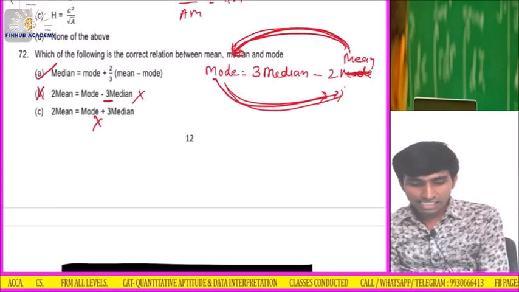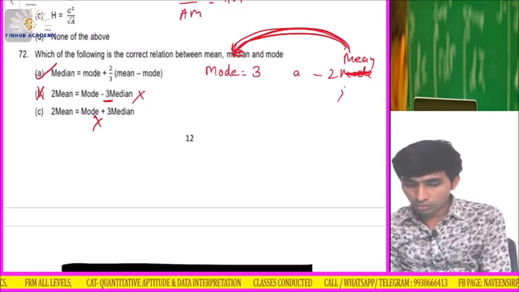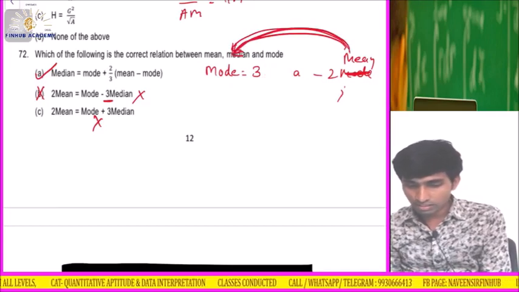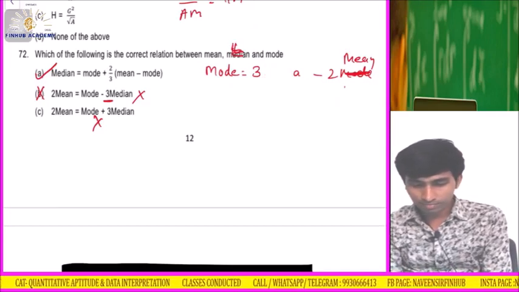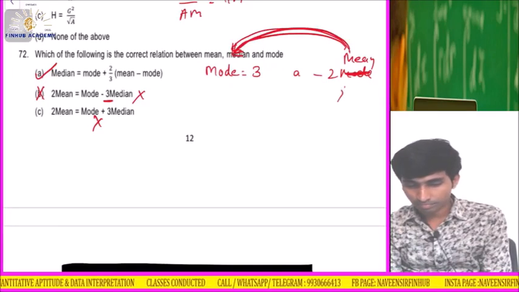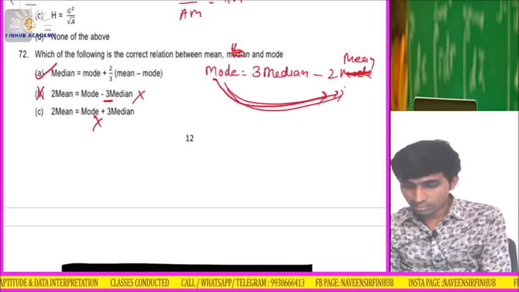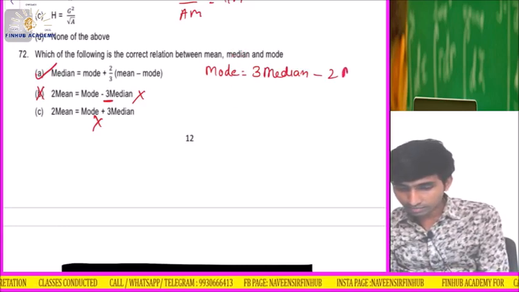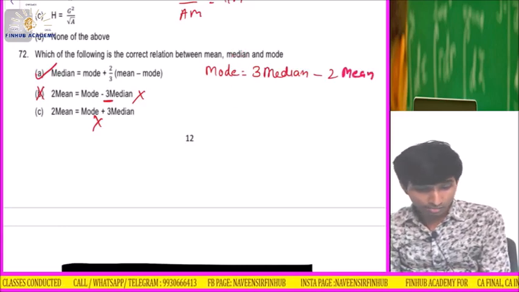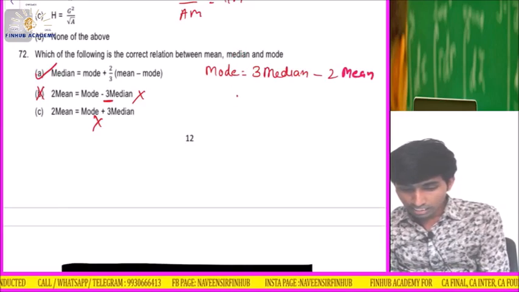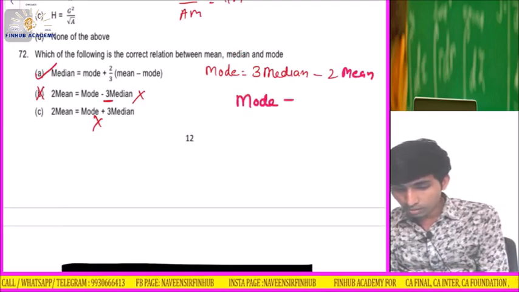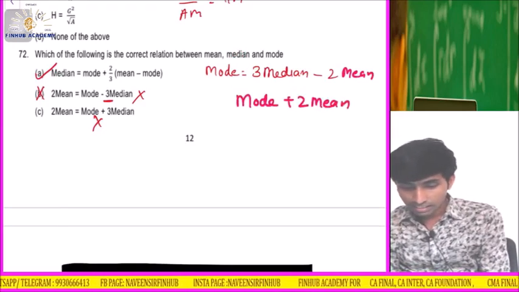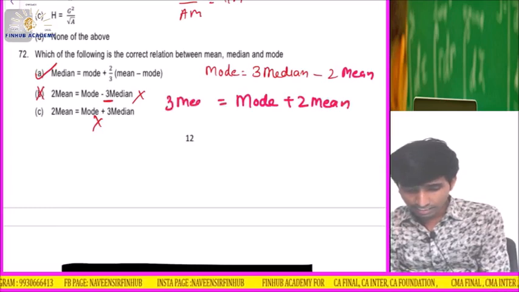So why is the answer A? Let's check that. I know this relation, but they want it in terms of the median. So what I will do is write here: mode plus twice mean is equals to thrice median. It's easy, thrice median.